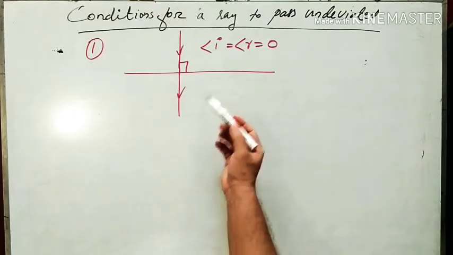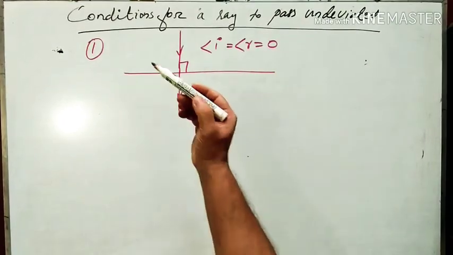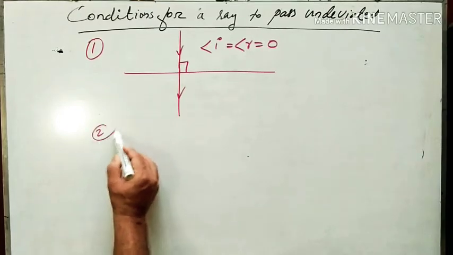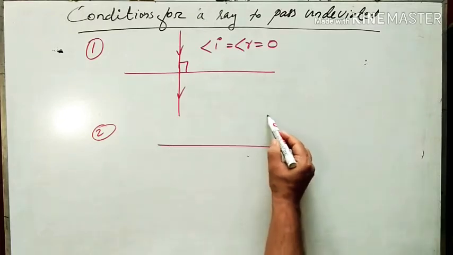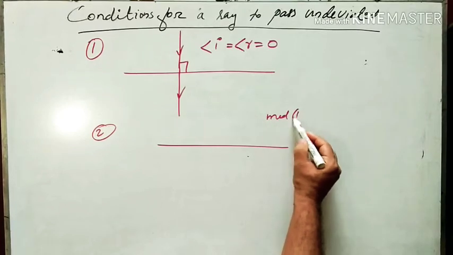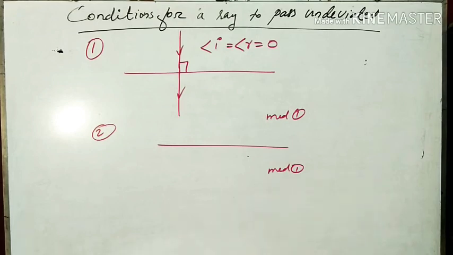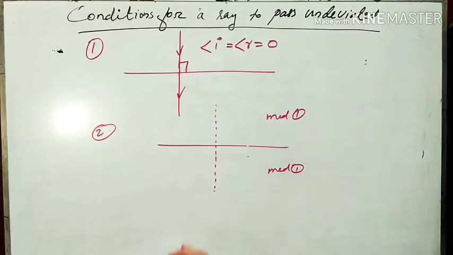For normal incidence, when angle of incidence is equal to angle of refraction is equal to 0, the ray of light passes undeviated. The second condition is when the refractive index of the second medium is the same as that of the first medium. For example, when a ray of light travels from medium 1 to medium 2, when there is a change in medium, there is a change in the speed of light. Since there is a change in speed of light, refraction takes place.